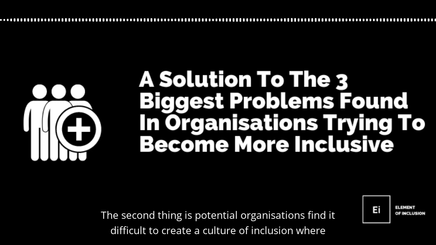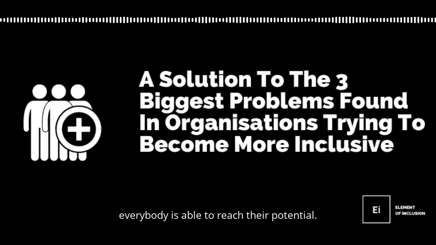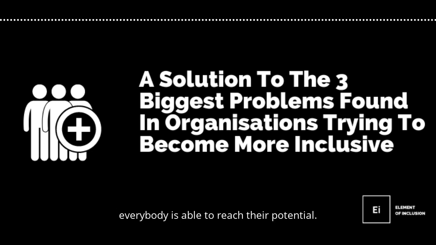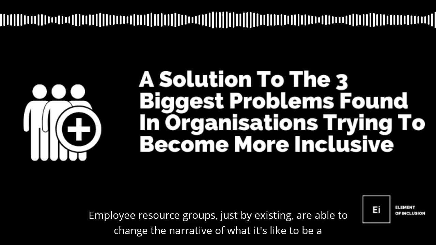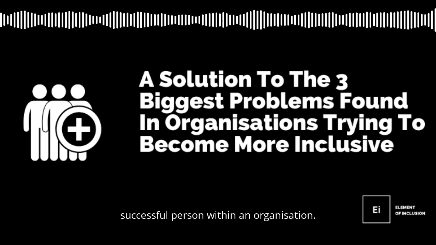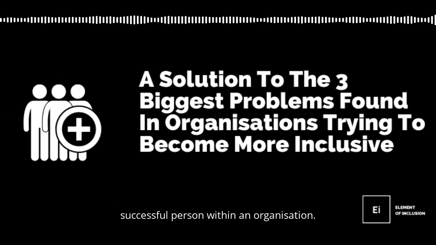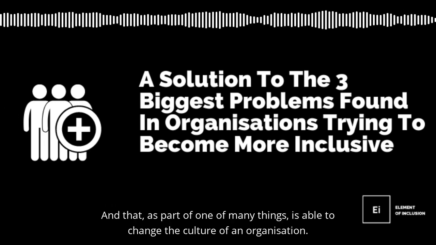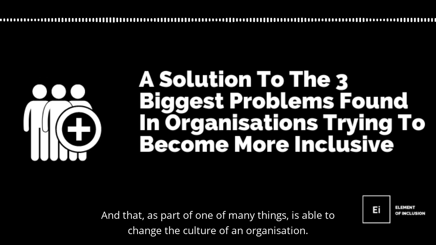The second thing is potential. Organizations find it difficult to create a culture of inclusion where everybody is able to reach their potential. Employee resource groups, just by existing, are able to change the narrative of what it's like to be a successful person within an organization. And that, as part of one of many things, is able to change the culture of an organization.